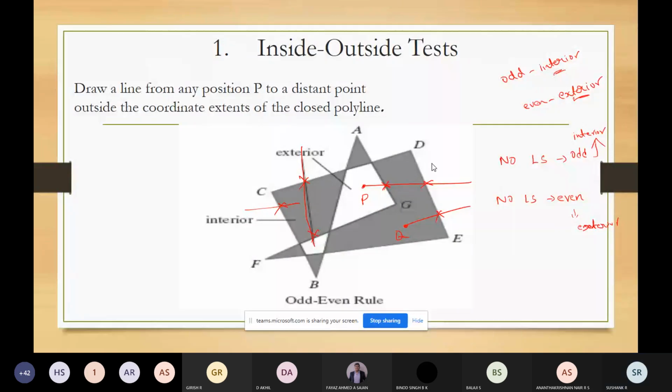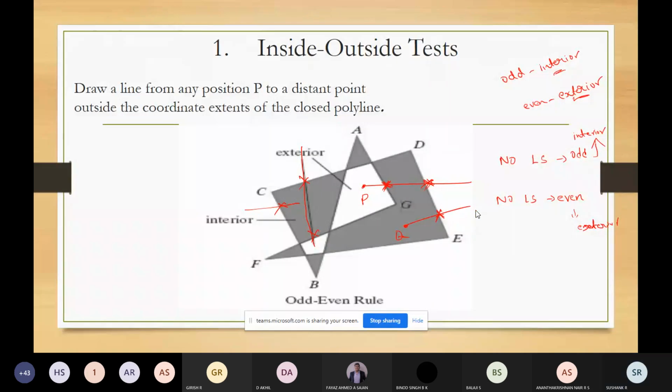How this works: from a point, draw a line to a distant point outside the coordinate extents of the polyline. After this, count the number of edges it has crossed. If it is even, it means exterior; if it is odd, it means interior. In my example, P is exterior because it is crossing 2 edges, and Q is interior because it is crossing only one line, DE. So this is a simple example of the odd even rule.